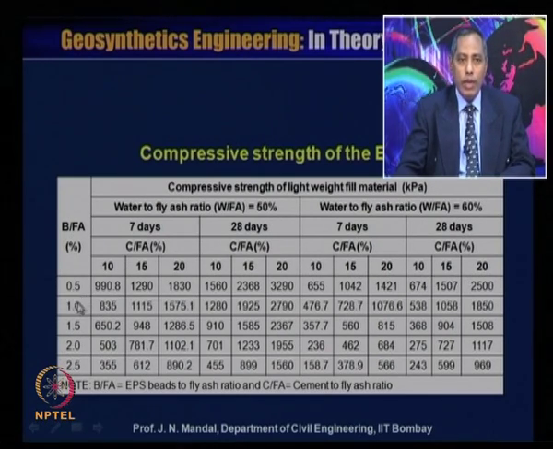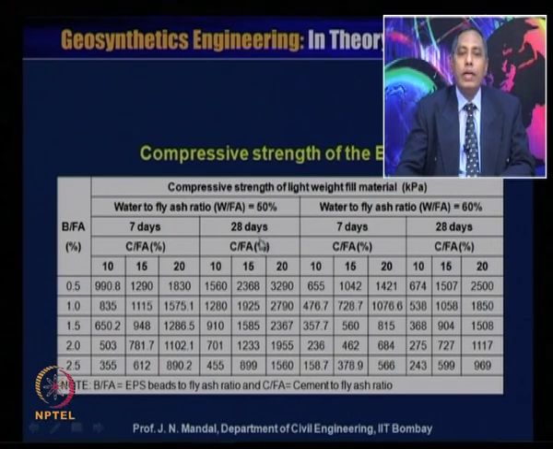that when the beads to fly ash ratio with the 7 days and the cement to fly ash ratio are increasing, 10, 15, let us say 20, you can see this compressive strength value is increasing with increasing the cement to fly ash ratio value. It comes from 990 to 1830 for 7 days curing. Like that, you can see in all cases this increasing value.